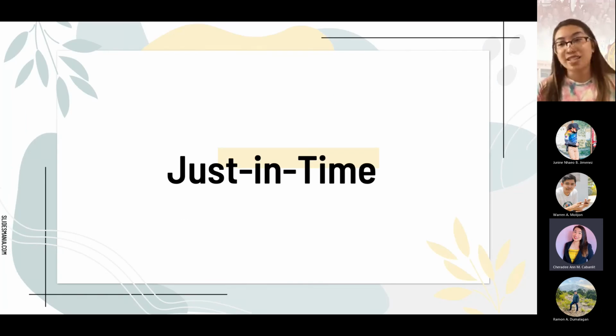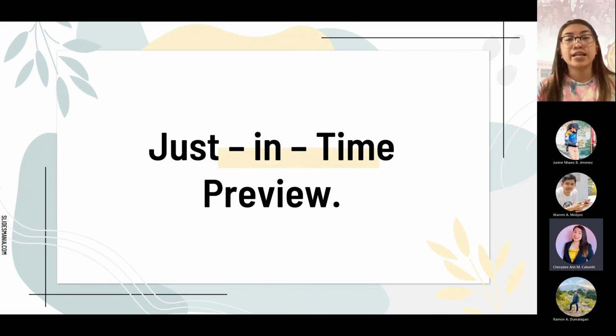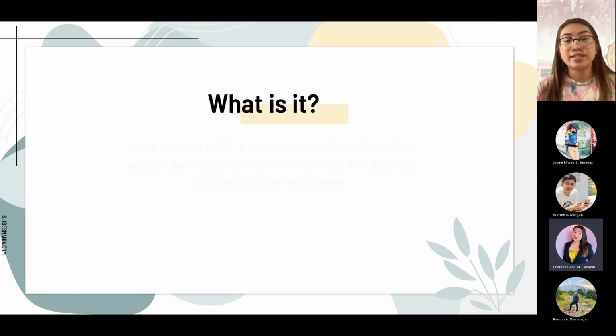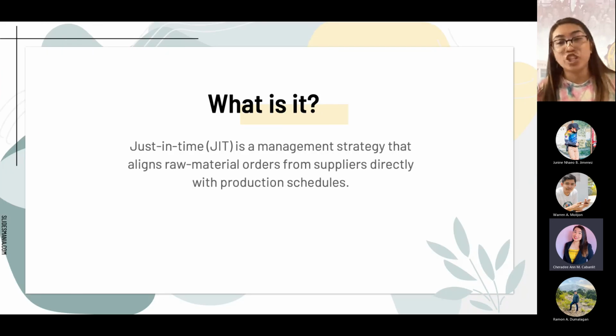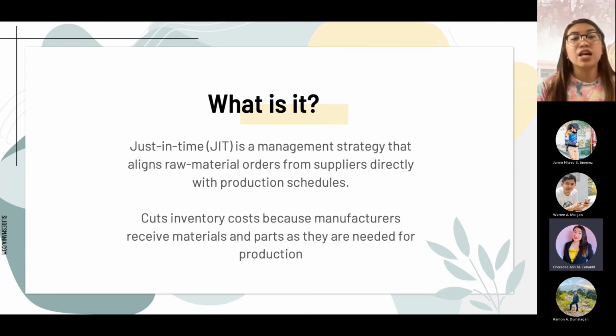So speaking of just in time, that's our last topic. Just in time is a management strategy that aligns raw material orders from suppliers directly with production schedule. Meaning to say, by the time the customer requires it, you will be able to give that to the customer. There's no need for that customer to wait.